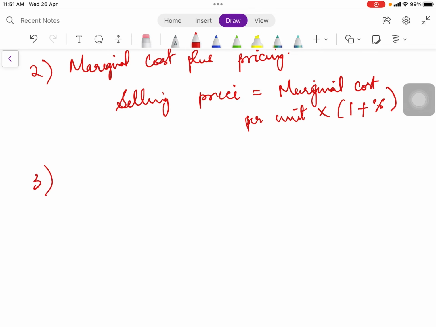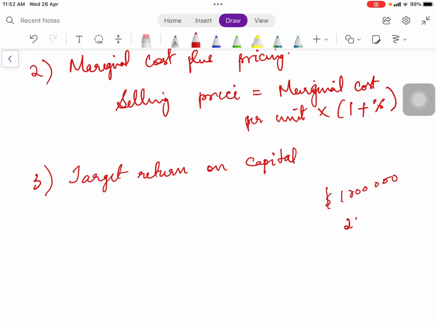The third one is target return on capital. Here, what the organization or the management decides is that they need some sort of return for whatever they have invested in the company. Say the company has invested $1 million. Then they expect 25% of that $1 million in return.